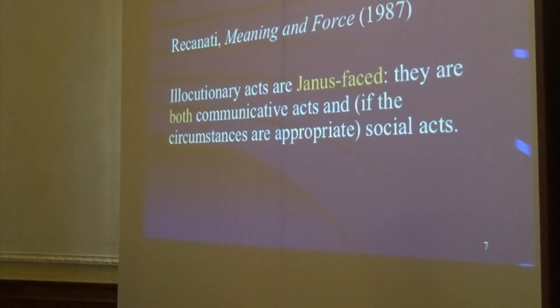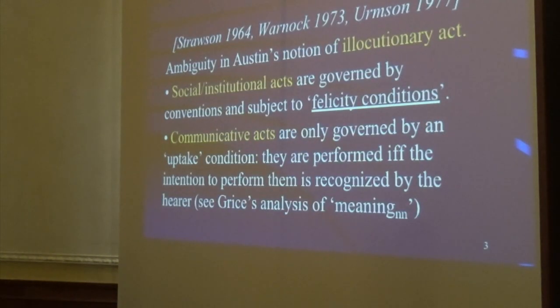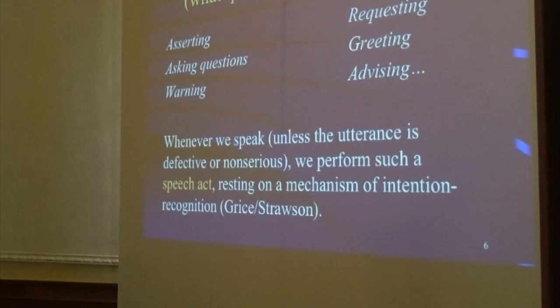Okay, now, my take on this ambiguity. When I mentioned the ambiguity, I mentioned Strawson, but there are other people who were close followers of Austin, disciples of Austin. Warnock, 1973, and Urmson, 1977, they all said the same thing. There are these two things, they are different. We shouldn't claim that it's a single thing. So they all criticize Austin, and I think we can defend Austin.